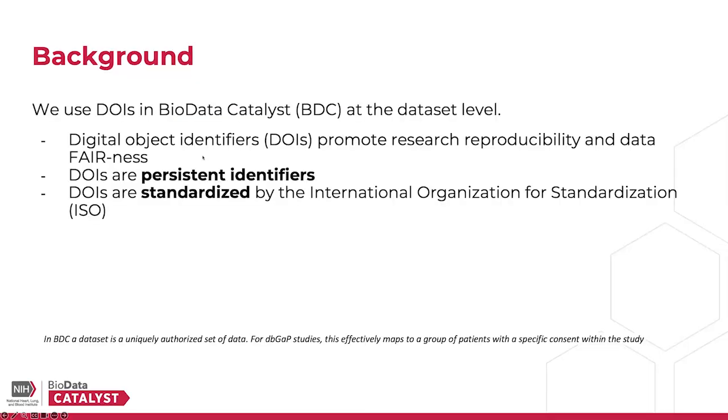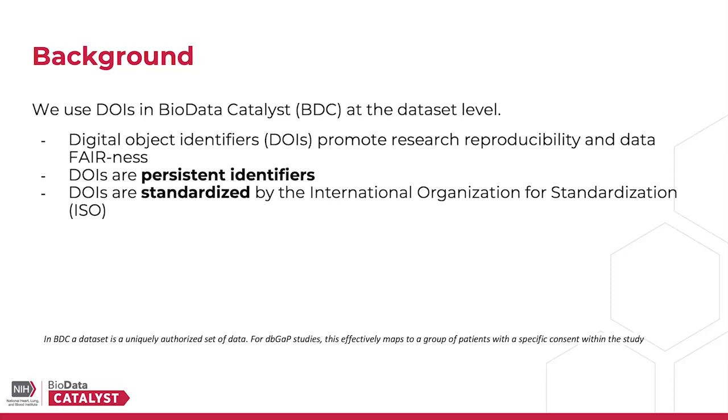So just some of the background for BDC, we have introduced DOIs at the dataset level. Now in BDC, when we refer to a dataset, there's a more technical explanation down there at the bottom, but in short, for a given dbGaP study, there's multiple consents. We authorize at the consent level, and likewise, we organize our data sets at the consent level. So take a dbGaP study, it's got 2 or 3 consent groups within it. Those are 2 or 3 data sets for that study.